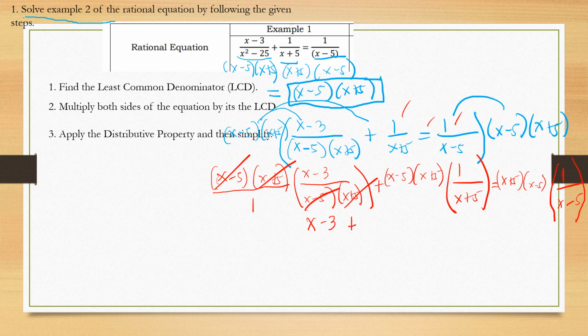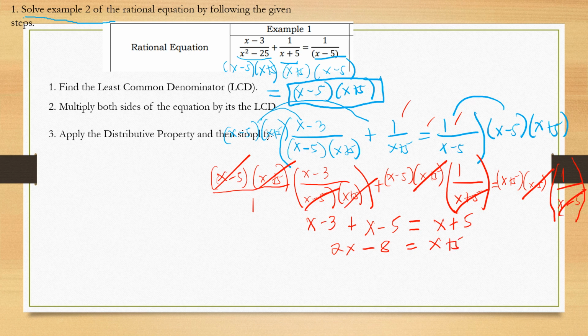Plus, x minus 5 times x plus 5 times 1 over x plus 5. X plus 5 and x plus 5 can be divided. So, we have 1 times x minus 5. Answer is x minus 5. Equals x minus 5 and x minus 5 is 1. And we have 1 times x plus 5. The answer is x plus 5. Combining like terms, we have 2x minus 8 is equal to x plus 5.